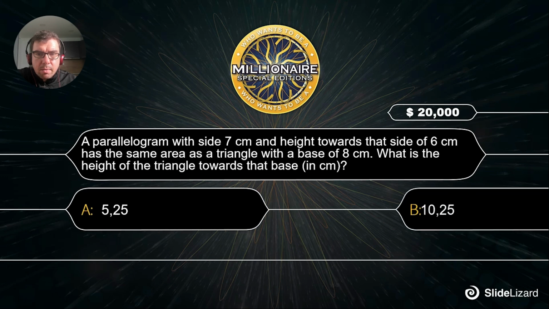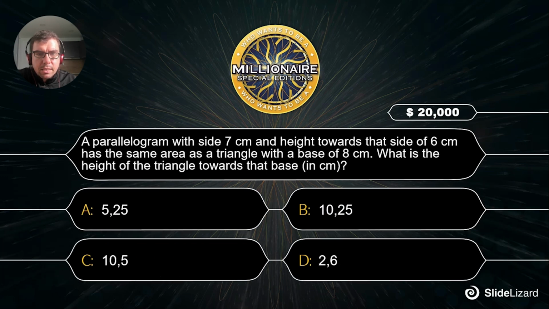A parallelogram with side 7 cm and height towards that side of 6 cm has the same area as a triangle with a base of 8. What is the height of the triangle towards that base in centimeters? Is it 5.25? Is it 10.25? Is it 10.5 or 2.6 centimeters? Think about it.